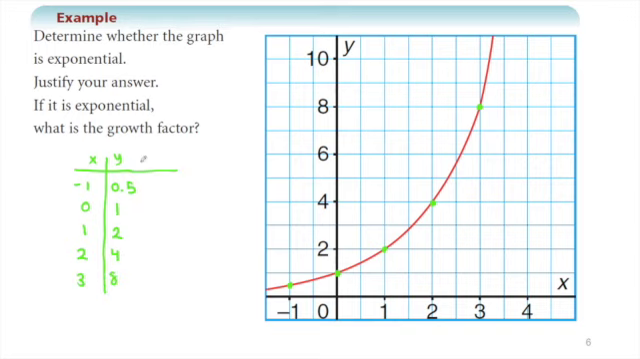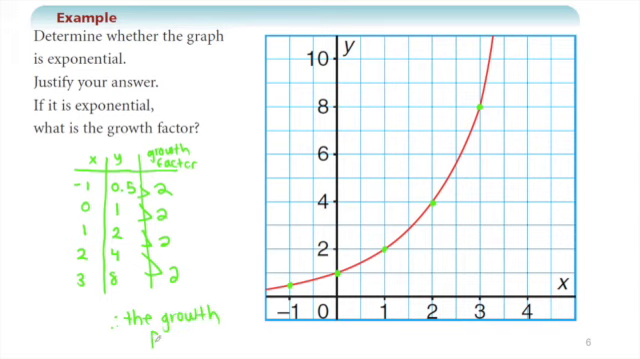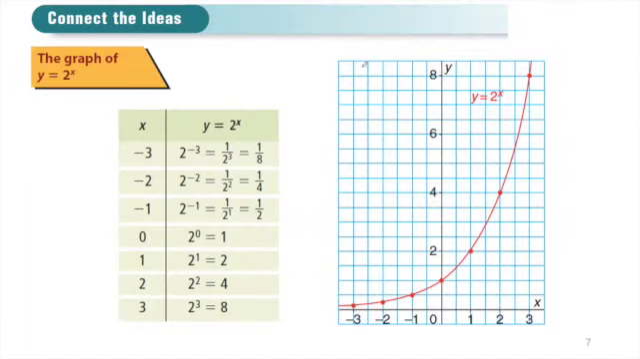Okay, so figure out the growth factor. Starting at the bottom, 8 divided by 4 is 2, 4 divided by 2 is 2, and keep going. So you do get 2, and therefore the growth factor is 2. So that is how you figure out that question, if it's exponential, and then what the growth factor is. Okay.